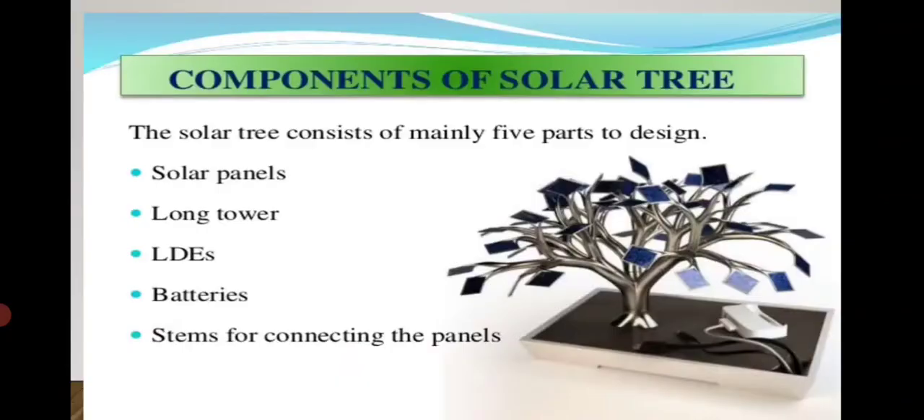Then I am discussing about component of solar tree. The solar tree consists of mainly 5 parts to design. First, solar panel. Second, long tower. Third, LEDs. Fourth, batteries. Fifth, stems for connecting the panels.